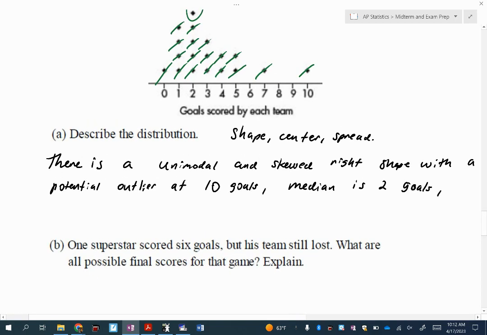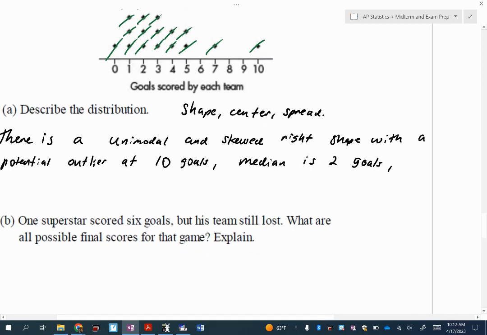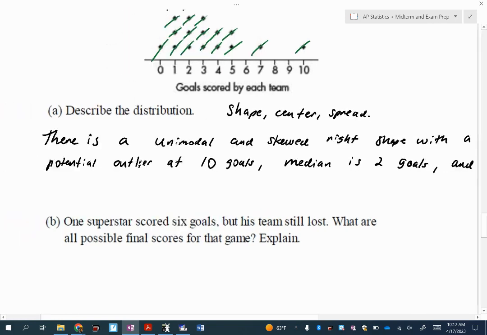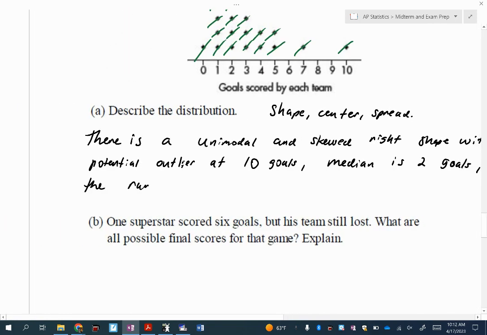So the range is 10 goals minus 0 goals. The team didn't score. So the range is 10.